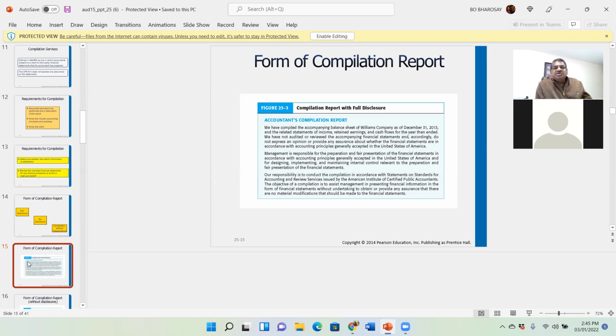And generally compilations you're going to be performing for smaller companies. Both reviews and compilations you're going to be performing for smaller companies. Larger companies will definitely have an audit.